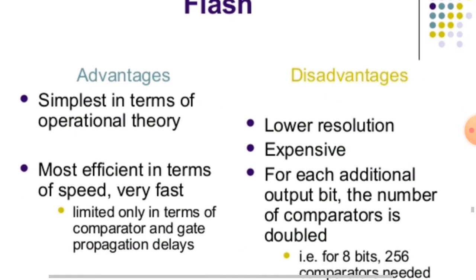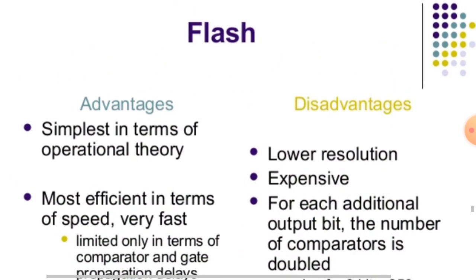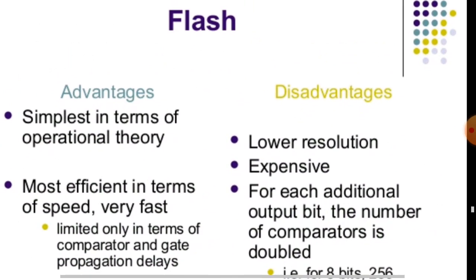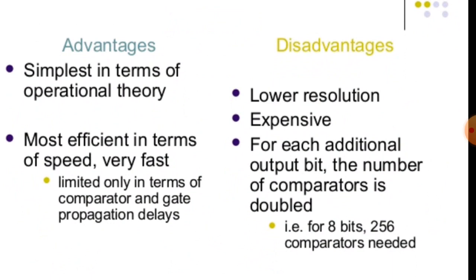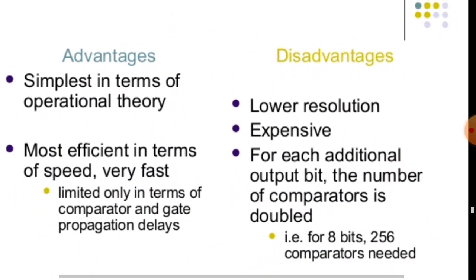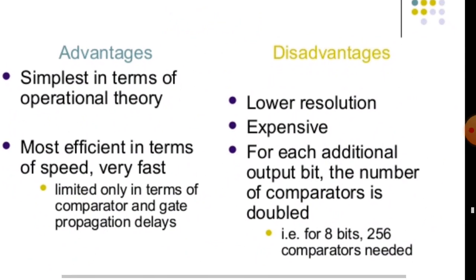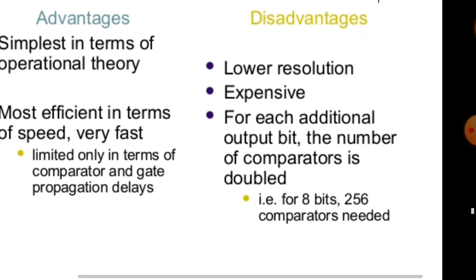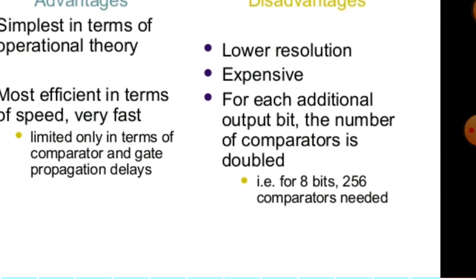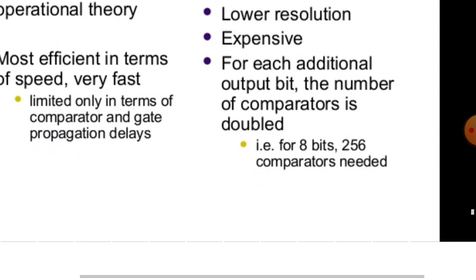Then advantages of flash type ADC: simplest in terms of operational theory, most efficient in terms of speed, very fast, limited only in terms of comparator and gate propagation delays. Disadvantages: lower resolution, expensive. For each added bit, the number of comparators is doubled, that is for 8 bits 256 comparators are needed.